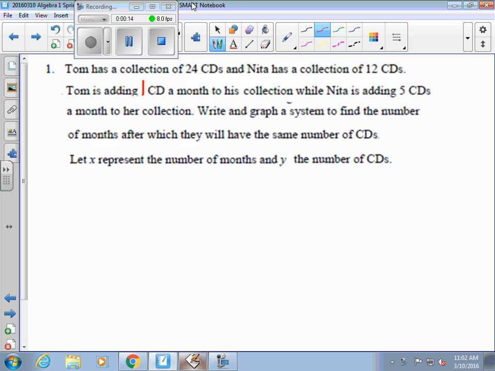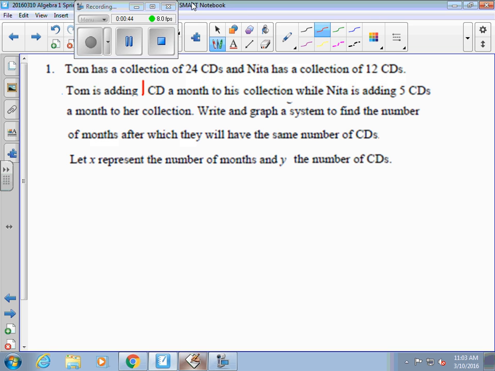First one says Tom has a collection of 24 CDs and Nita has a collection of 12 CDs. Tom is adding, and there was a blank, and we added in the number 1 right there. Tom is adding 1 CD a month to his collection, while Nita is adding 5 CDs a month to her collection. Write and graph a system to find the number of months after which they will have the same amount of CDs. Let X represent the number of months and Y the number of CDs.